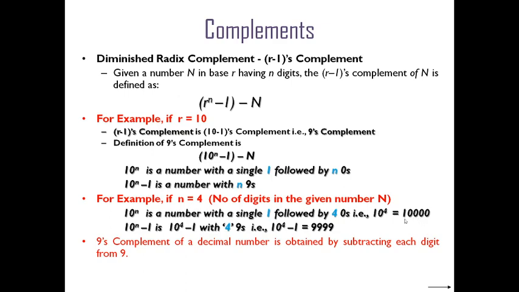And 10 power n minus 1 will be 10 power 4 minus 1, so by subtracting 1 from 1 after 4 zeros, we get 4 nines. That is, 10 power n minus 1 gives as many nines as the number n. Finally, the 9's complement will be obtained by subtracting each digit of the given decimal number from 9.